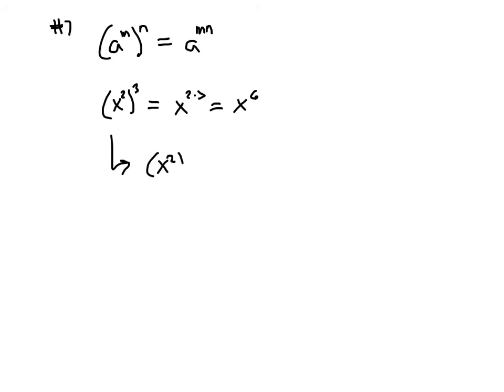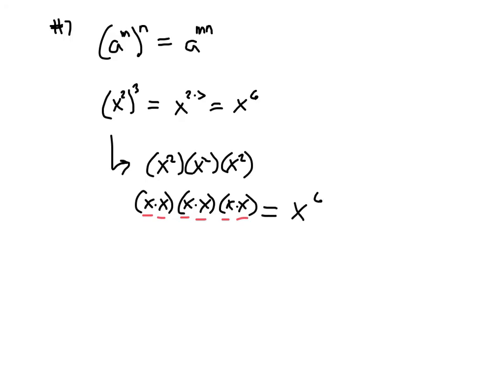Rule number 7 says, if I have a to the m power raised to the n power, I get a to the m times n power. For example, if I have x squared raised to the third power, the rule says I should have x to the 2 times 3 power, which is x to the 6th. Well, why? x squared to the third power means x squared times x squared times x squared. And x squared means x times x. So what I have is x times x times x times x times x times x, which is 6 x's multiplied together.